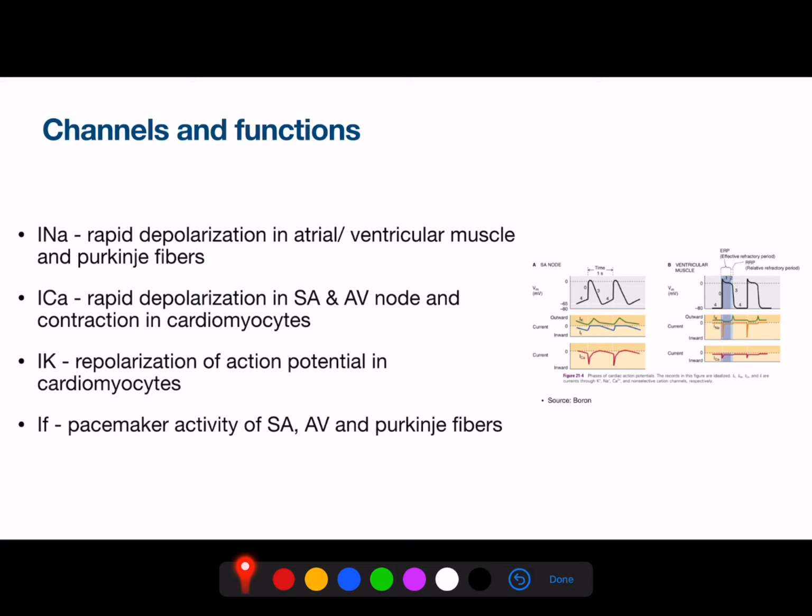Then there are the potassium channels, which are for repolarization of the action potential. Again, they are present in every cell. And then there are the pacemaker channels, which are abbreviated IF for funny channels. They are present in the nodal cells, and why they are so funny, I will talk about in the next few slides.